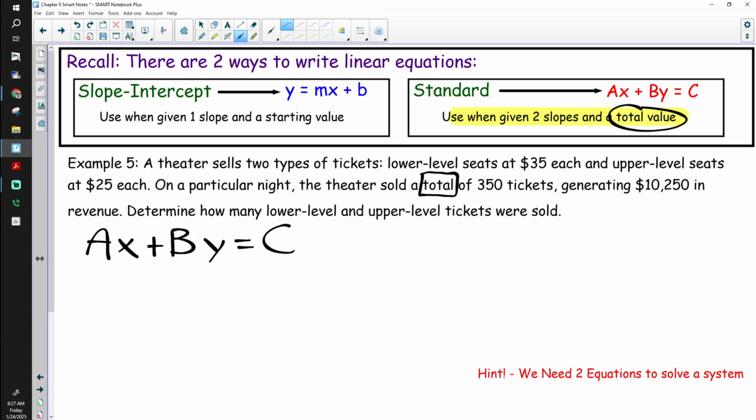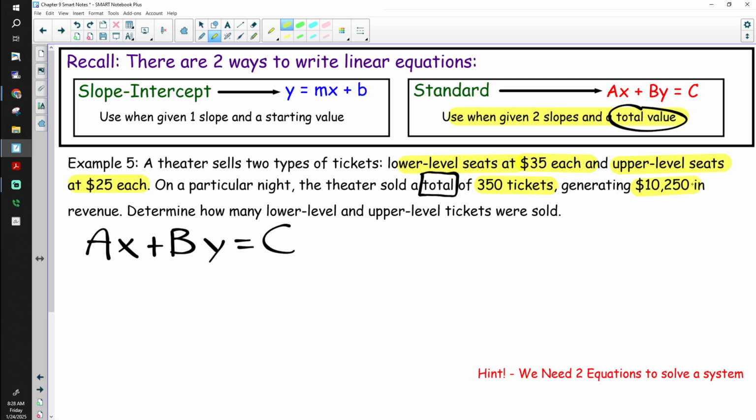From here, I usually identify the pieces that are going to be most important to me, which in math are usually what? Probably not the words, the numbers. So I'm going to go look through and see what numbers I need to incorporate. I got $35 each for lower level. I got upper level seats are $25 each. I got my total of 350 tickets, and I have my total $10,250. These are the things I need to use, and I need to make two equations.